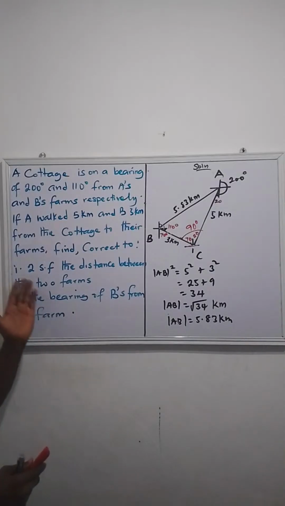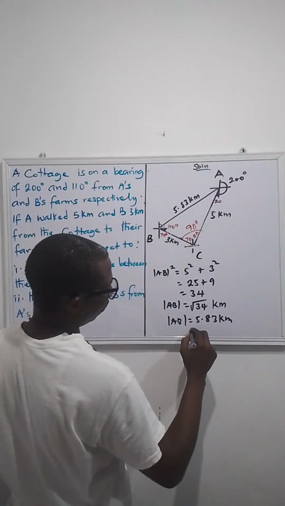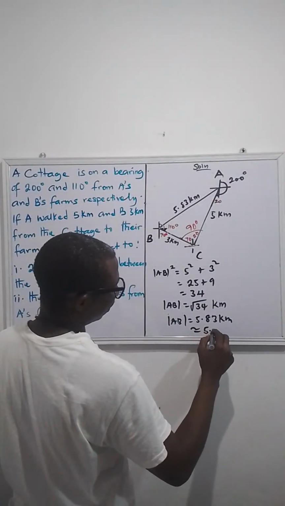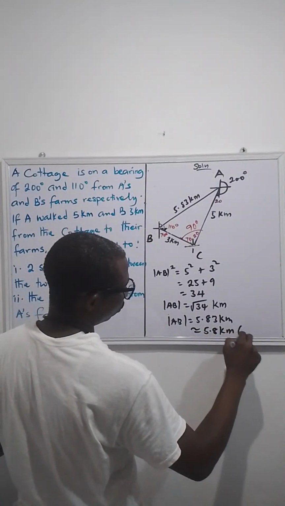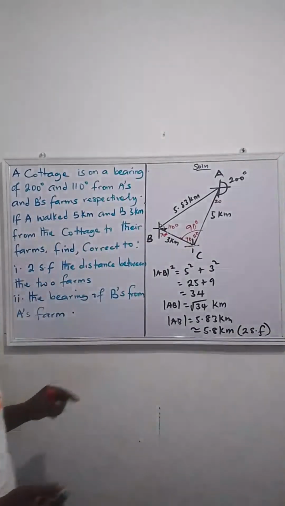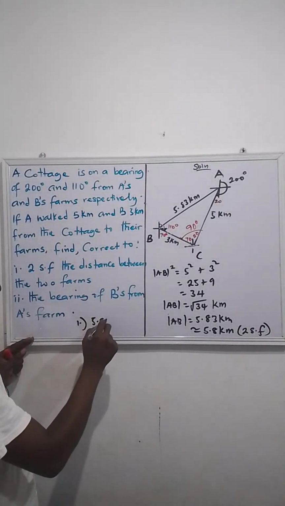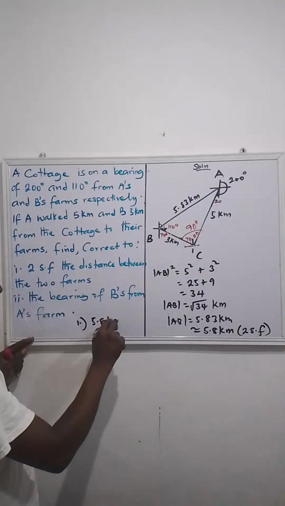correct to the nearest 2 SF. So our answer now is going to be what? 5.8 kilometers. So 2 SF. Okay. So the first part, we have 5.8 kilometers. So 2 SF.